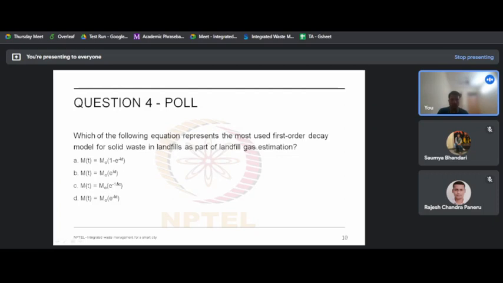So we are concerned with the mass of solid waste within landfills. The degradation is happening using first order decay.